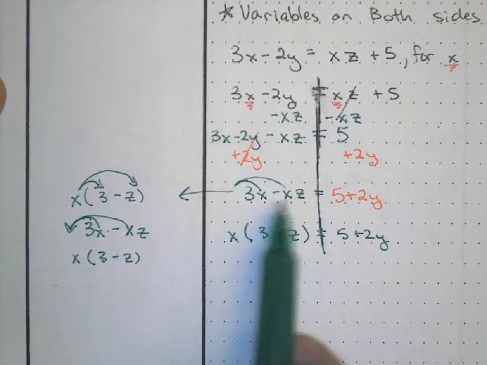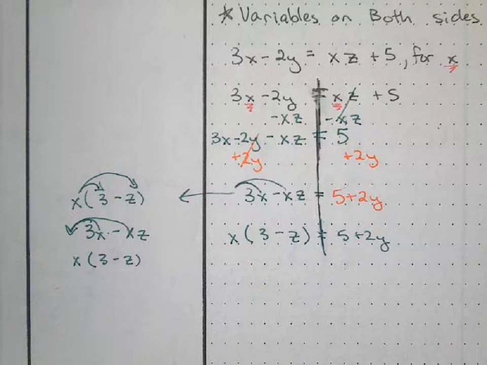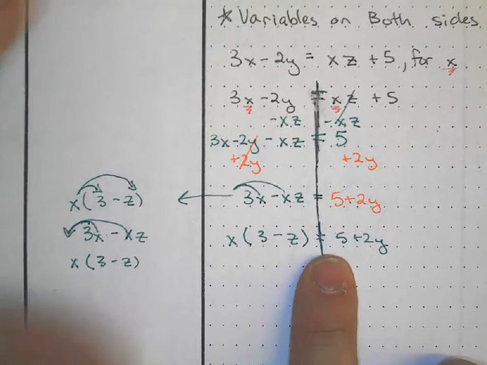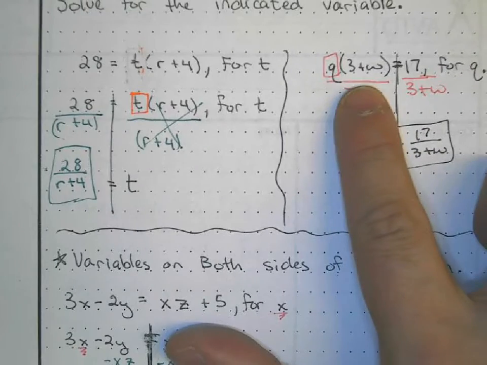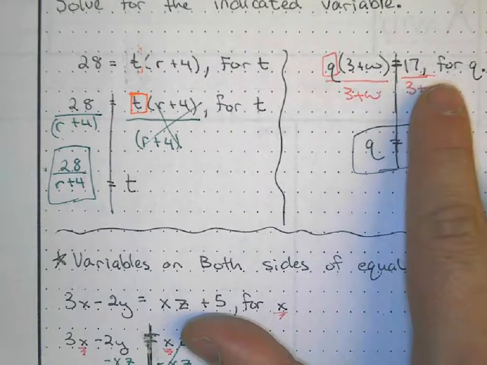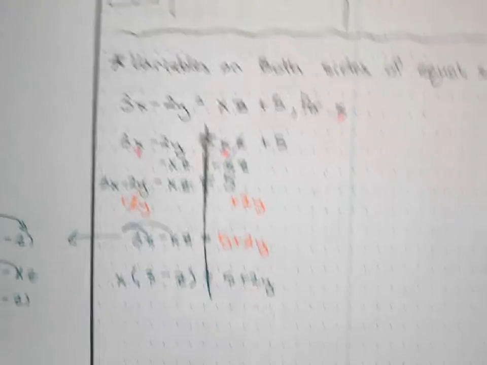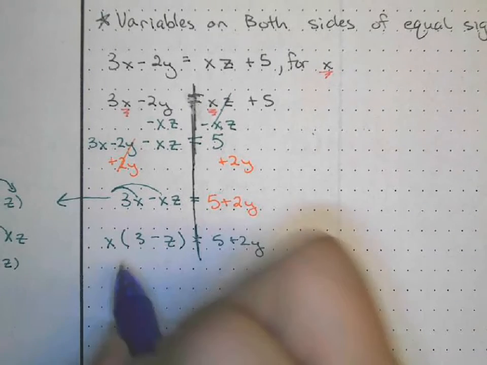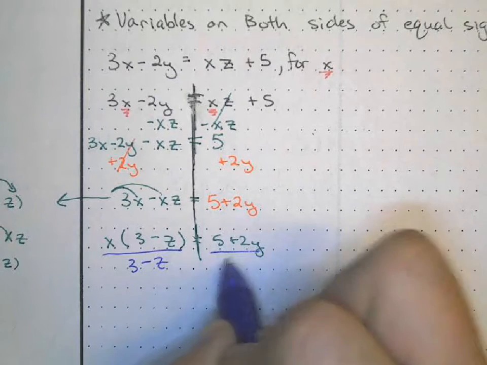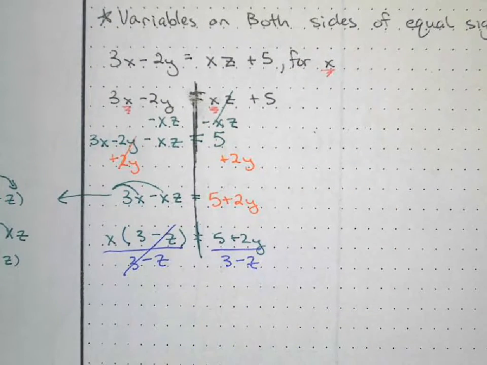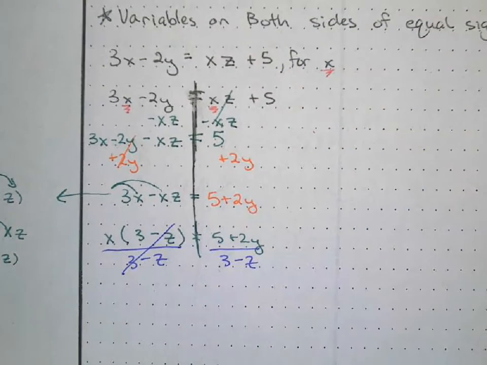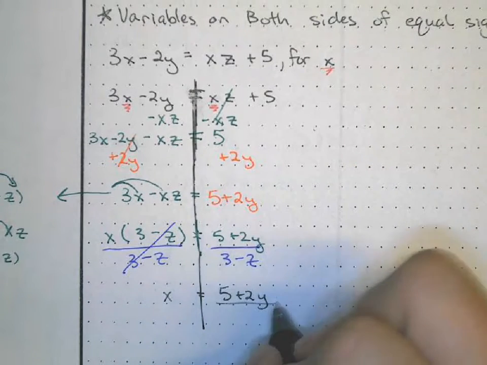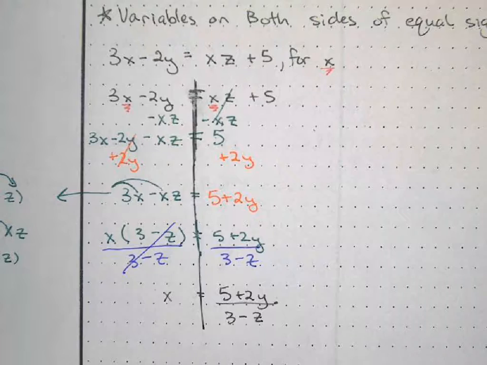So that's all I did: I saw that the x was shared by both of them. I did reverse distribution. And now this idea is very similar to what we just did above. If I had q times 3 plus w, I could divide both sides by the 3 plus w, and I'd have q by itself. So in this one, if I have x times 3 minus z, I can divide both sides by the 3 minus z. And now I'll have x by itself, and then we find x equals 5 plus 2y over 3 minus z.